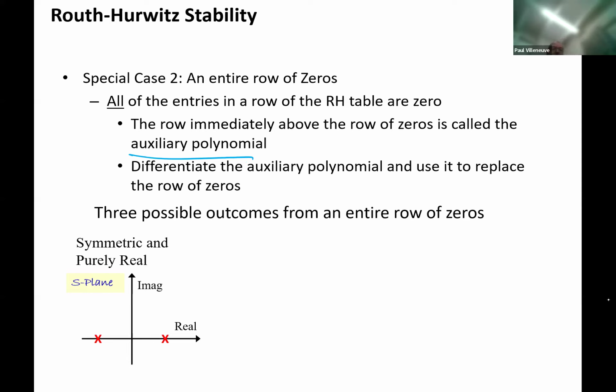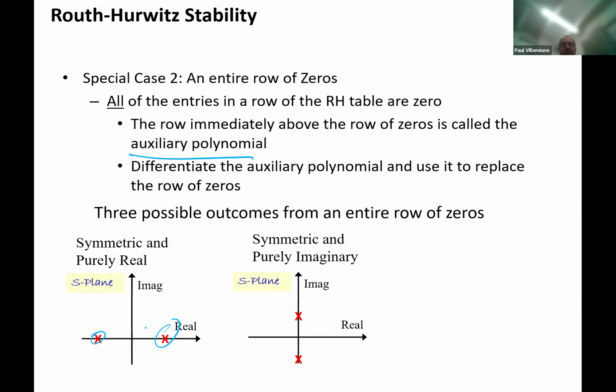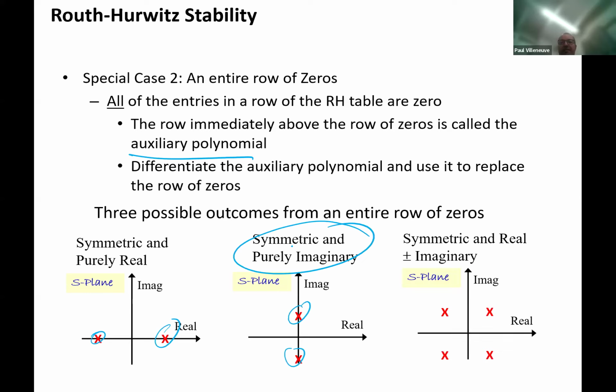You have three possible outcomes. You have symmetric and purely real. When you have an entire row of zeros, you can have poles here and here. I've never found a case when they're symmetric and purely real. I've always found them to be symmetric and purely imaginary. And then you can have the third case, the one we're only going to worry about in this class, here in the middle, when you have poles on the j omega axis.